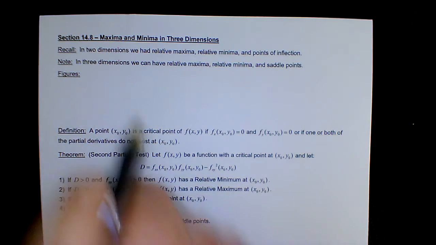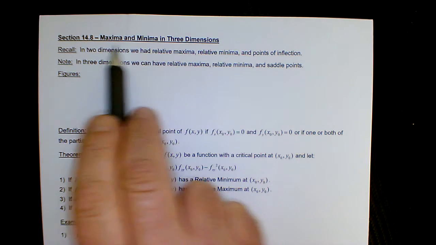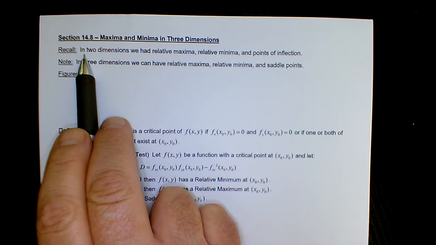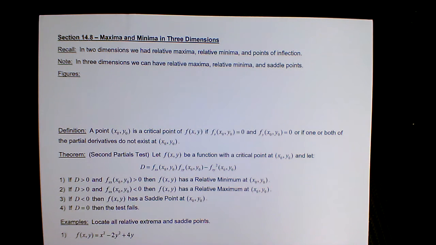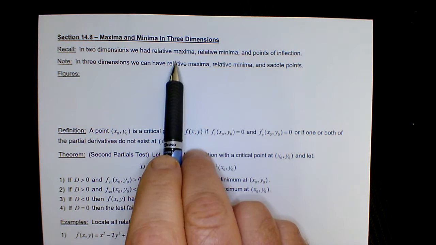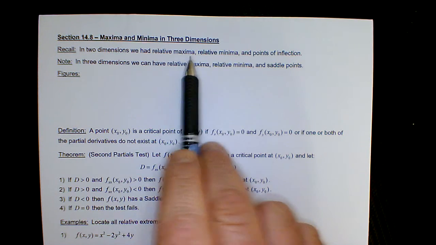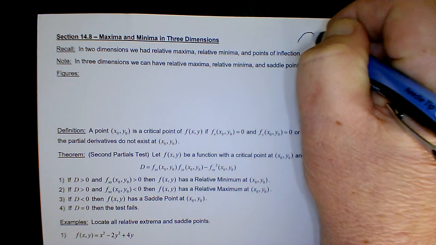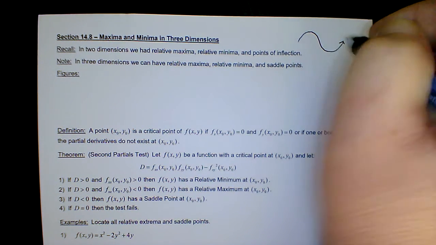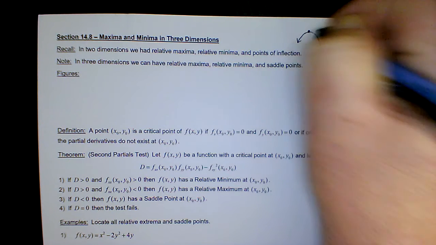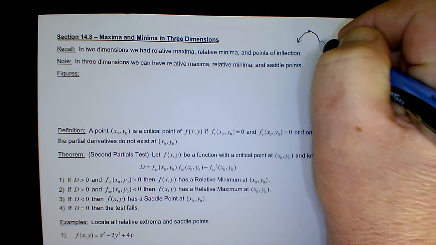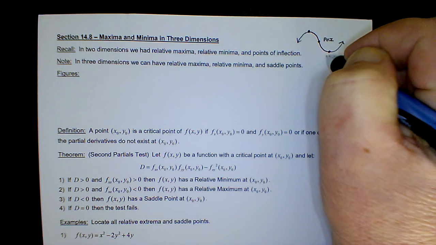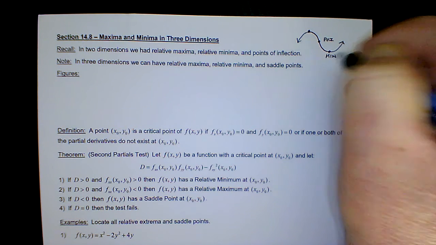Hello everyone, this is section 14.8, maxima and minima in 3 dimensions. So recall back in Calculus 1, we had maxima and minima in 2 dimensions, so relative maxes, relative mins, and points of inflection. You might recall maybe having a graph, something like this, and here was our max, here was our min, and then right in between, this was the point of inflection where the function changes concavity.